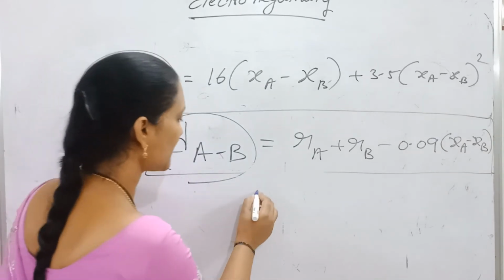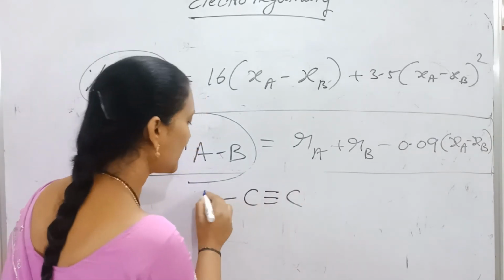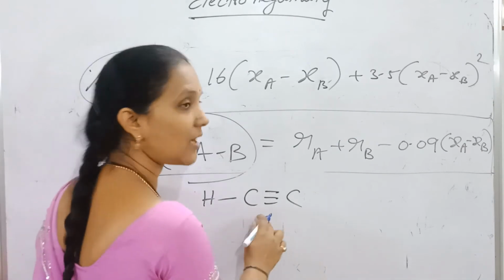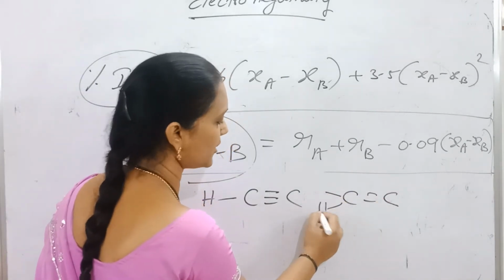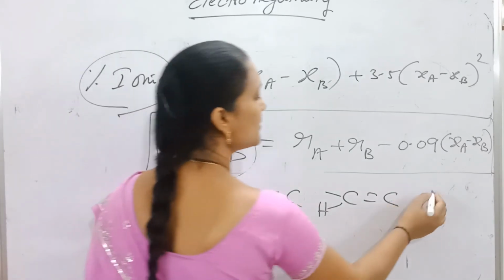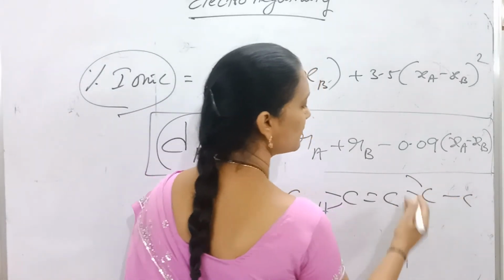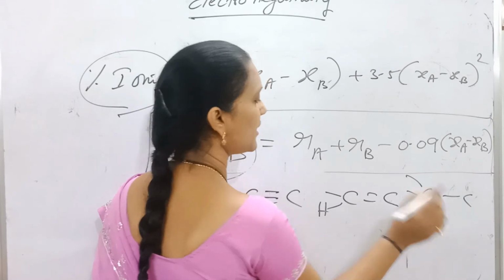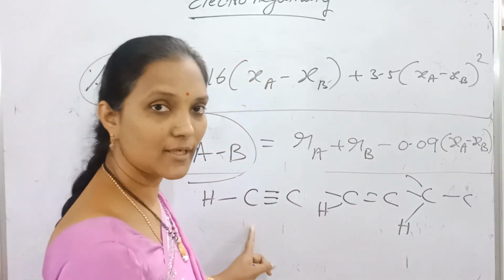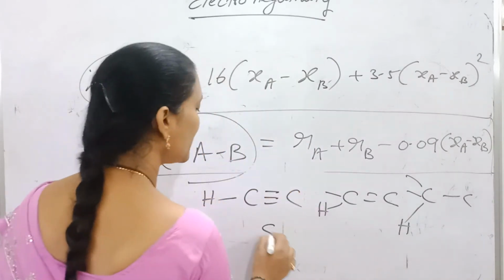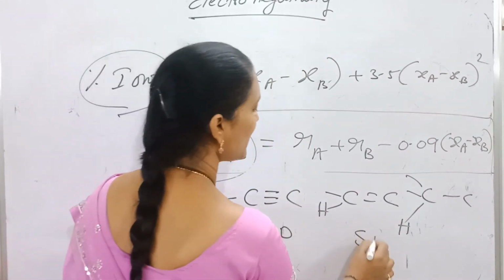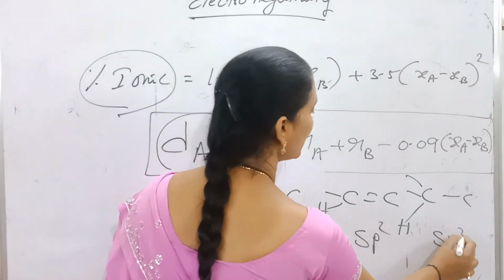For example, C triple bond C with one hydrogen attached, alkyne. C double bond C, with two hydrogens attached, I am taking one hydrogen. C single bond C, with three hydrogens, I am taking one hydrogen here. Now, alkyne, alkene, alkane: here the hybridization is sp, sp2, sp3.